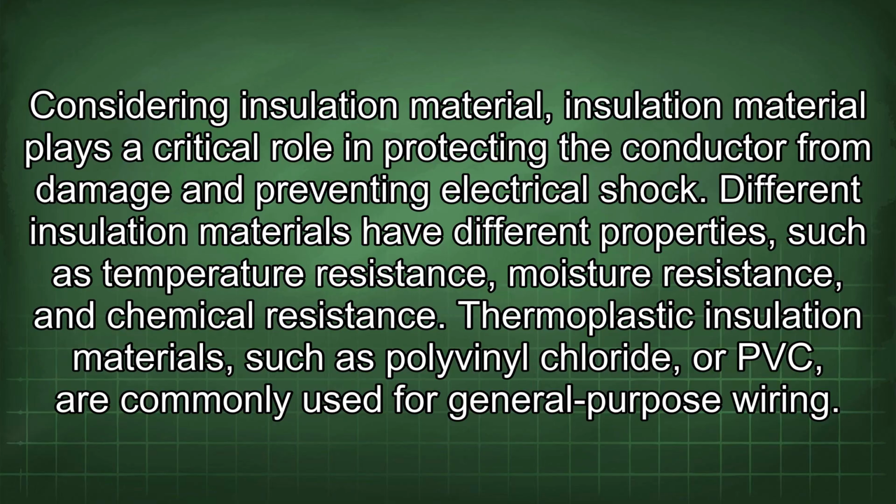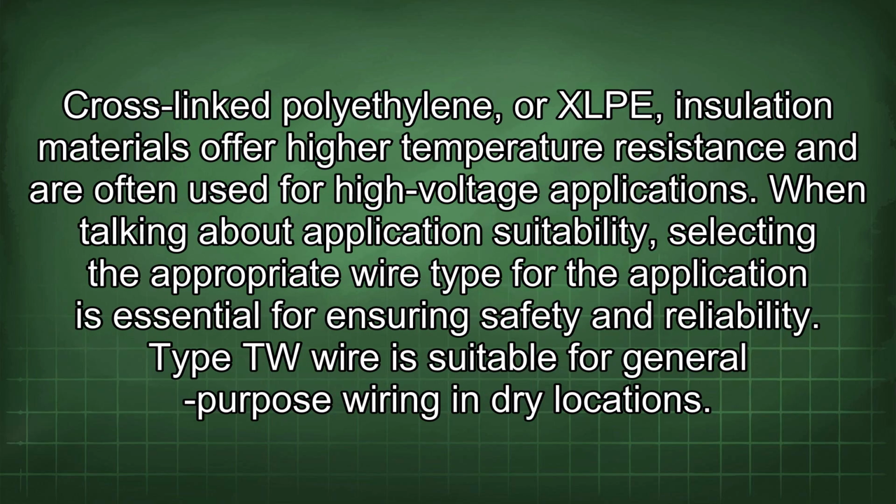Thermoplastic insulation materials, such as polyvinyl chloride or PVC, are commonly used for general-purpose wiring. Cross-linked polyethylene, or XLPE, insulation materials offer high temperature resistance and are often used for high-voltage applications. When talking about application suitability, selecting the appropriate wire type for the application is essential for ensuring safety and reliability.